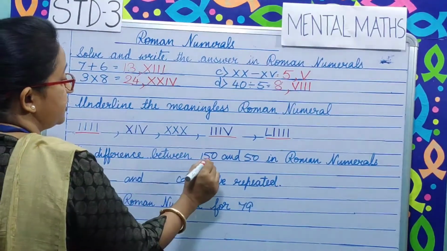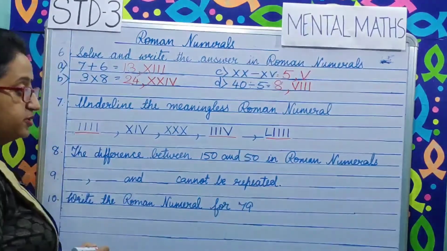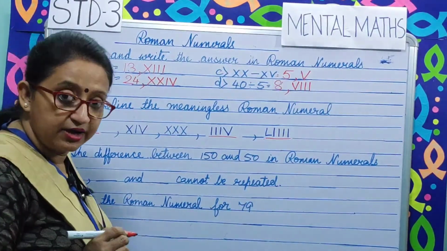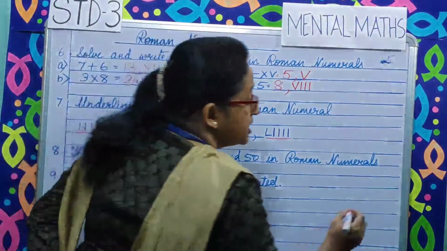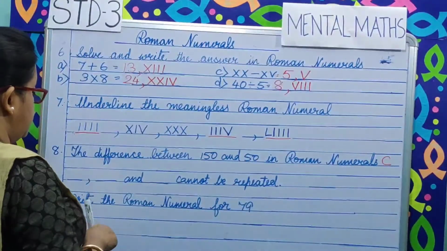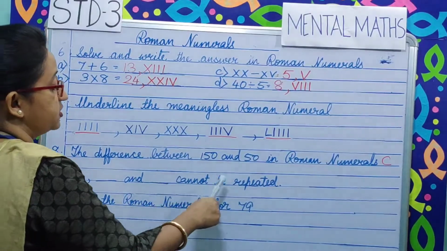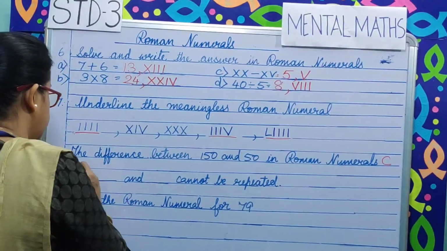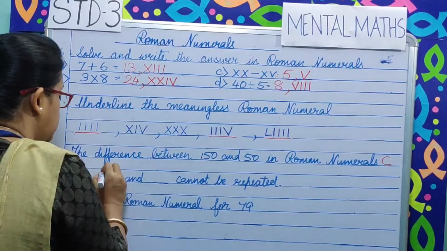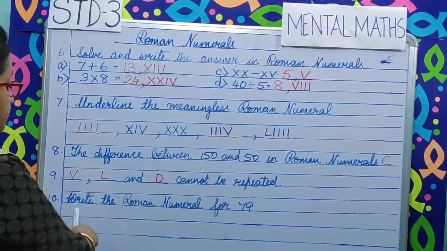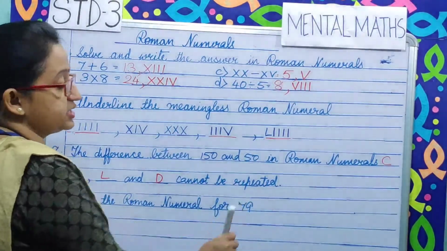The difference between 150 and 50 in Roman numerals is how much, children? 150 minus 50 means 100. So 100 is represented by the symbol C. Which symbols cannot be repeated? What are the alphabets that cannot be repeated as Roman numerals, children? V, L and D.